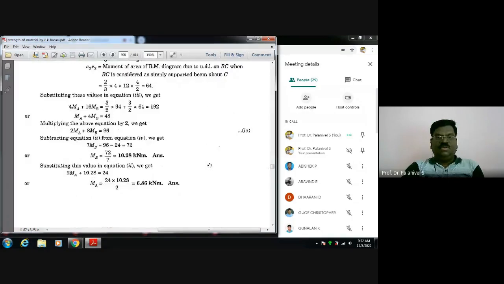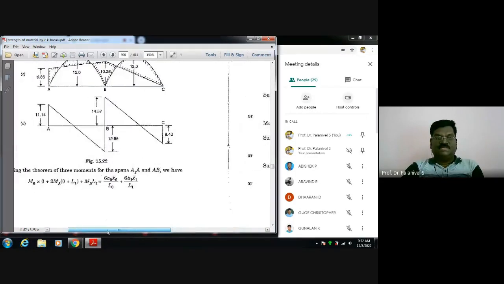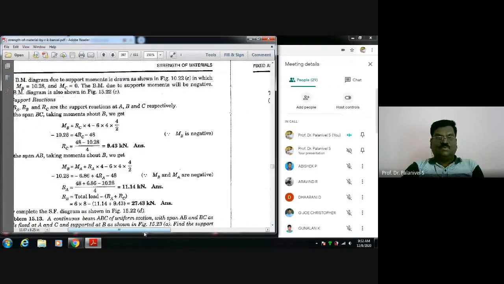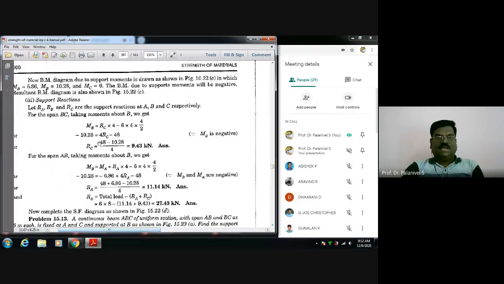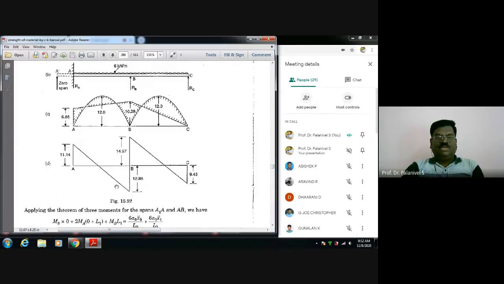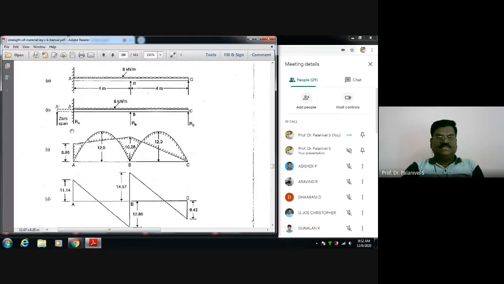Now what to do? The next step is to compute the support reactions. So how to compute support reactions? For that, I will tell you here. Go to MB. Where is B? B is here. What is the moment here? It is obvious. At A, the moment is hogging. At the midspan, it is sagging. Again, at B, the bending moment is hogging. At C, it is 0, right? We know that. So at B, the bending moment is hogging.